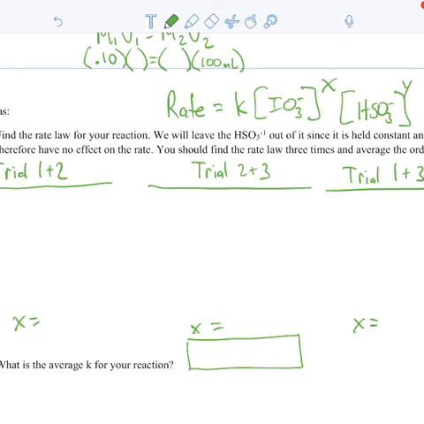Now, I am going to warn you, it's not going to be something nice and neat like 0, 1, or 2. Don't go rounding this thing off. Use an actual decimal if that's what you're getting for your orders, okay? Don't go rounding things off, trying to make them fit neatly into a 0, 1, or 2, because that's not going to be the case. We want to try and get it as exact as we possibly can. So let me know if you guys have questions, and I'll help you out the best I can.